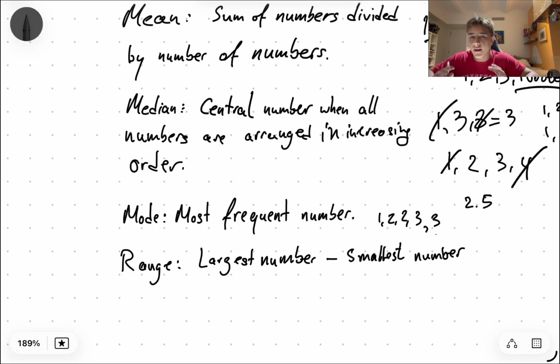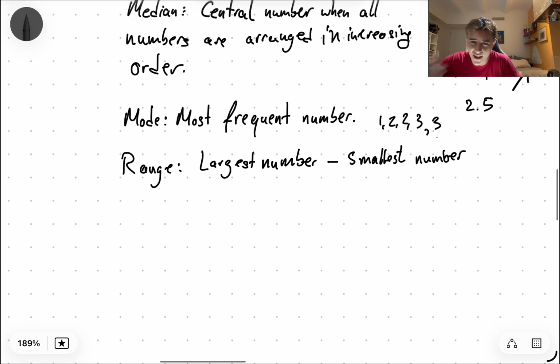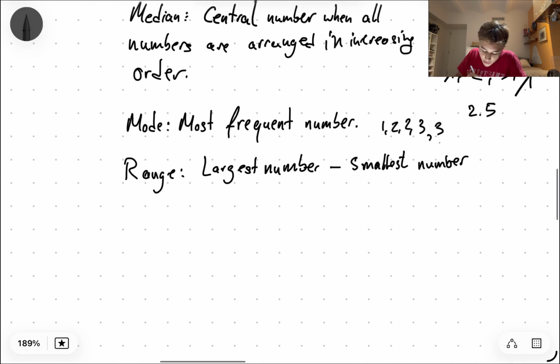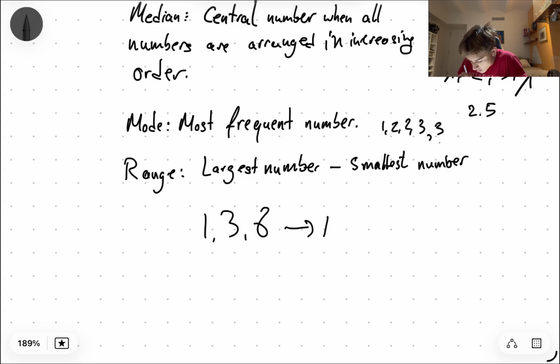The mode could be any number. The mode could be the smallest number in the set, but it would still be the mode, and it's still useful no matter where in the set it shows up. And lastly, we have the range. The range is just the difference between the biggest and the smallest number. If we go back to our set of 1, 3, and 8, the range would be 7, because 8 minus 1 is 7.